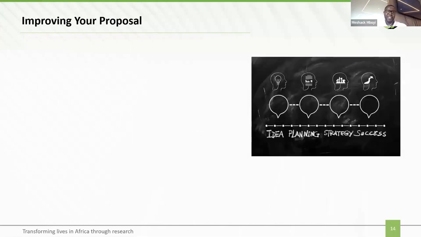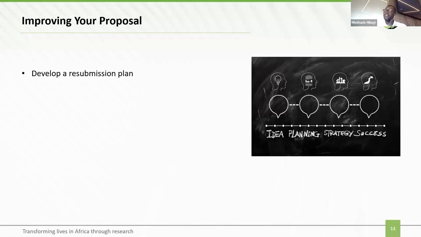Then you need to go to the next stage of improving. So now we are deep in the resubmission, and you've decided that you're improving your proposal and resubmitting it. So that is where we are. You've decided you're going to resubmit as A1. You need to, first of all, develop a resubmission plan.